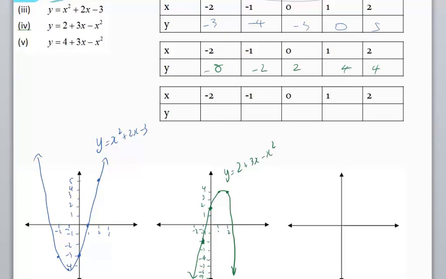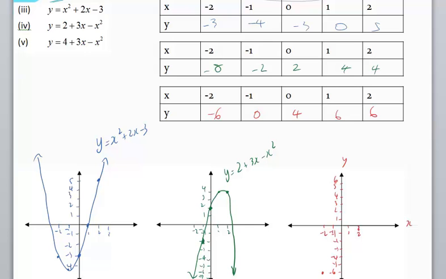Okay, so for our third parabola here, we fill in our table of values. We get minus 6, 0, 4, 6, 6. So here our y values, and our x, we need to go minus 6 to positive 6. So 1, 2, 3, 4, 5, 6, minus 1, minus 2, minus 3, minus 4, minus 5, minus 6. 1, 2, minus 1, minus 2. So when x is minus 2, y is minus 6.